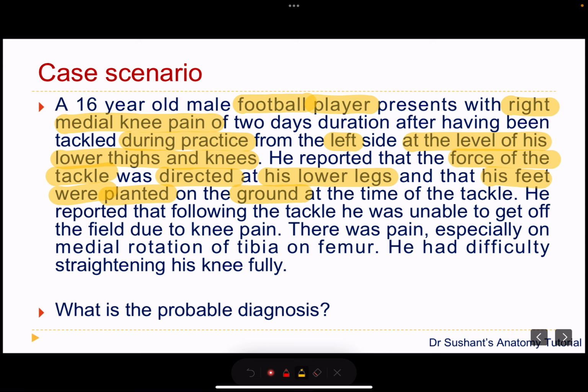He reported that following the tackle, he was unable to get off the field due to knee pain. There was pain, especially on medial rotation of the tibia on femur. He also had difficulty straightening his knee. Now, the question here is, what is the probable diagnosis? So at the end of the class, you will be able to answer the question.